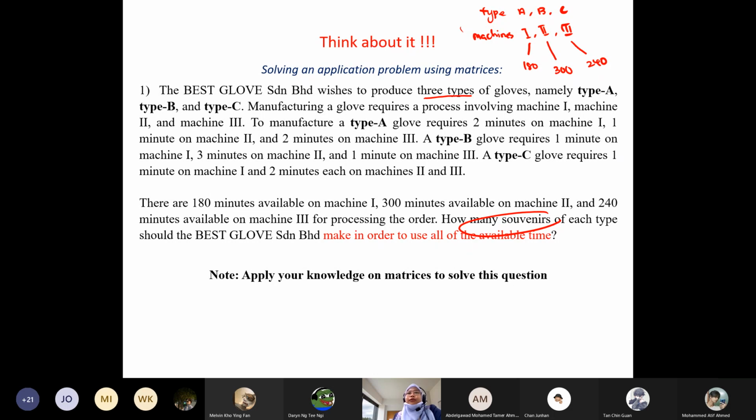So from this problem, how do you transform it into a mathematical sentence? How do you use your knowledge to represent it as a mathematical problem? Here it says that you have 3 types. I write down the types here, A, B, C, and then you have machine 1, machine 2, and machine 3.